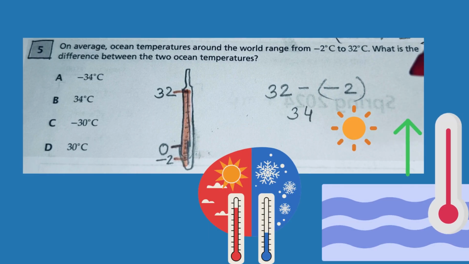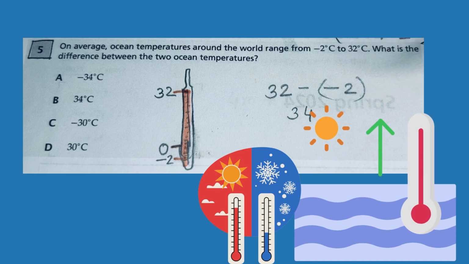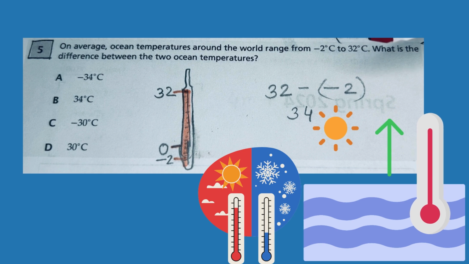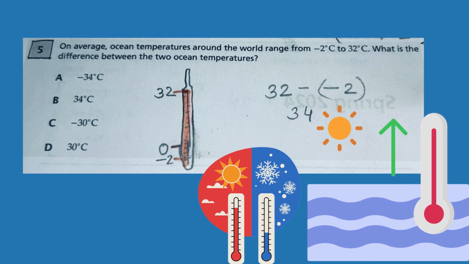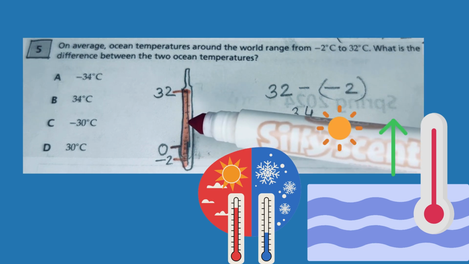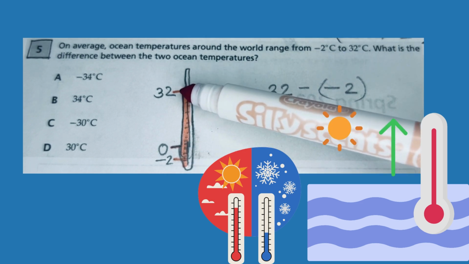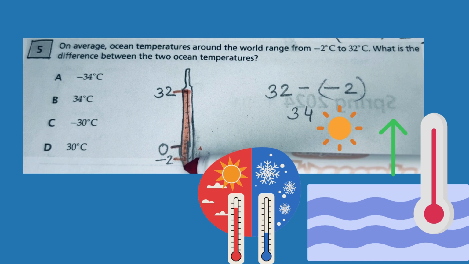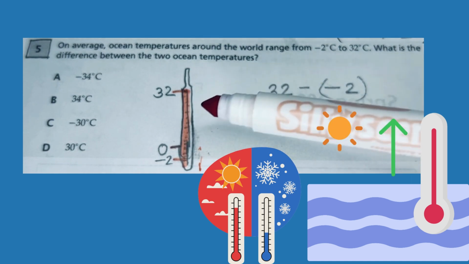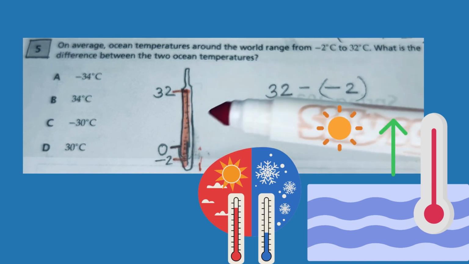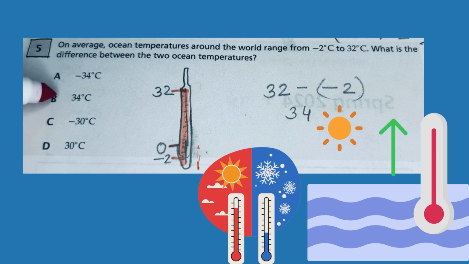Question number 5. On average, ocean temperatures around the world range from -2 degrees Celsius to 32 degrees Celsius. What is the difference between the two ocean temperatures? So we know that for difference we need to subtract, so here is a minus sign, minus minus is plus, so we'll add together, that is the 34. You can show here like a thermometer, 32, and one is minus, so it goes all the way down. So our answer will be 34. That is B, the correct answer.